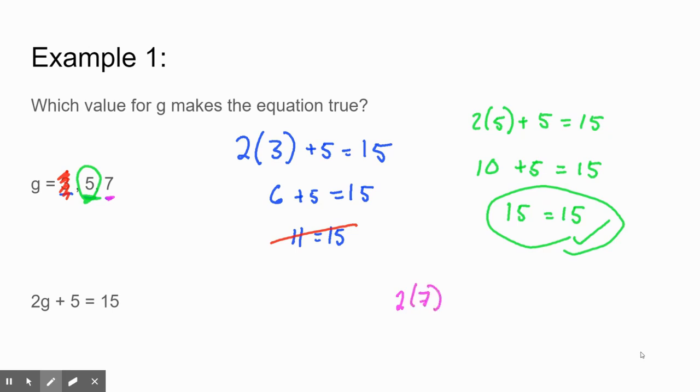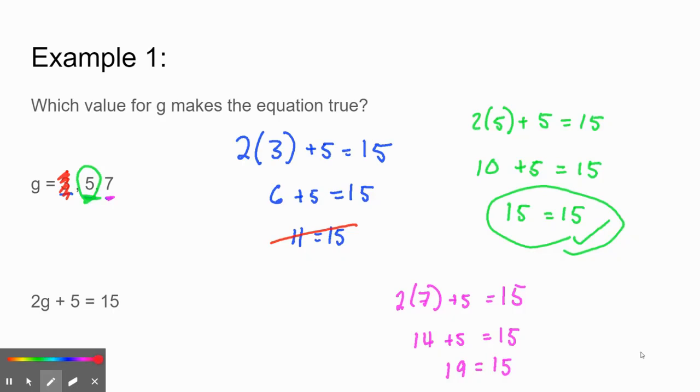2 times 7 plus 5. Remember, all we're doing here is some substitution. We did this before break as well. 2 times 7 is 14 plus 5. Does that equal 15? I think we all know where this is going. Absolutely not. 19 does not equal 15.